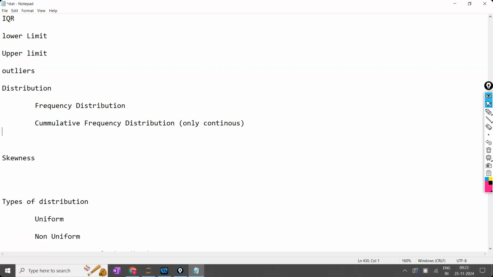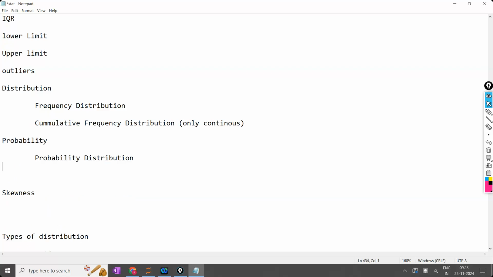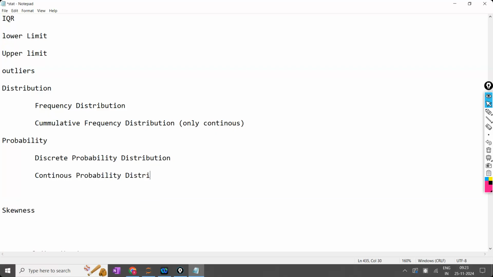What is meant by probability, and how to calculate the probability when the data is given to you. If the data was given, that part only we have completed. Along with that, I explained the probability distributions also. I discussed the discrete probability distribution along with the continuous probability distribution. These are the things which we have covered. Continuous probability distribution is also completed.